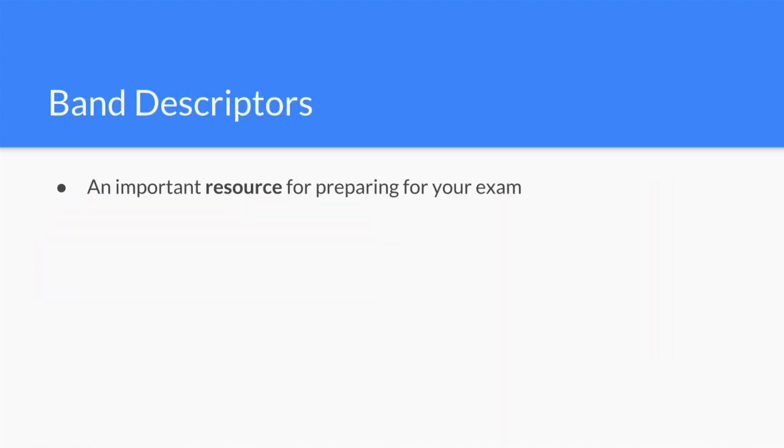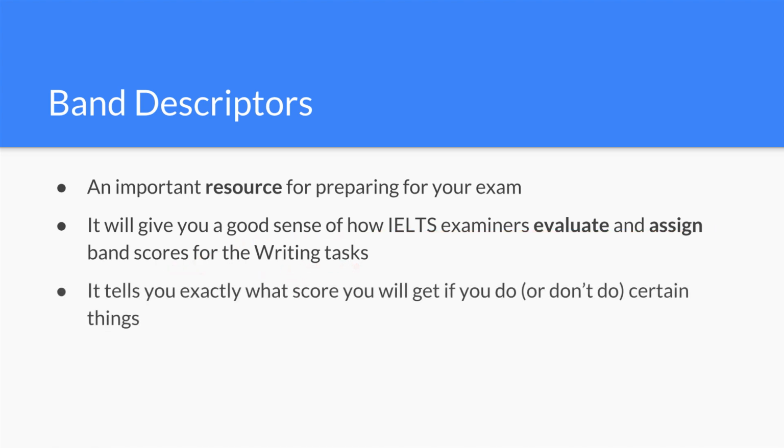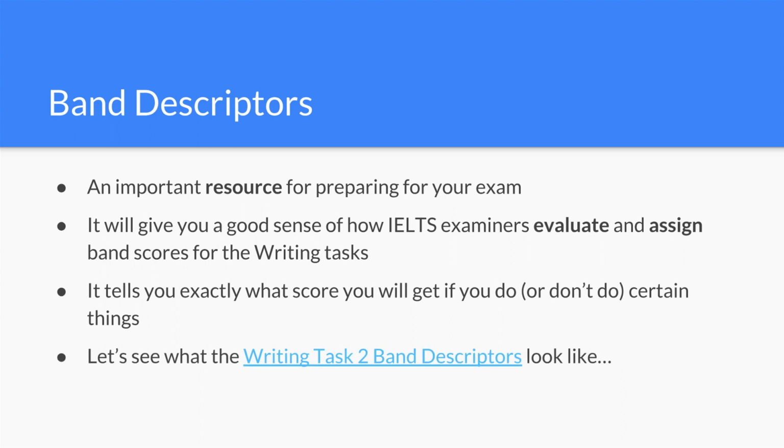So the first thing that you need to know is that these band descriptors are an important resource for preparing for your exam. And the reason for that is that these band descriptors will give you a better sense of how IELTS examiners evaluate your essay and how they assign you band scores for your writing tasks. When you properly understand the criteria for these band descriptors, you will know exactly what you need to do and what you shouldn't do to get a certain score. So let's take a look at what these band descriptors look like.